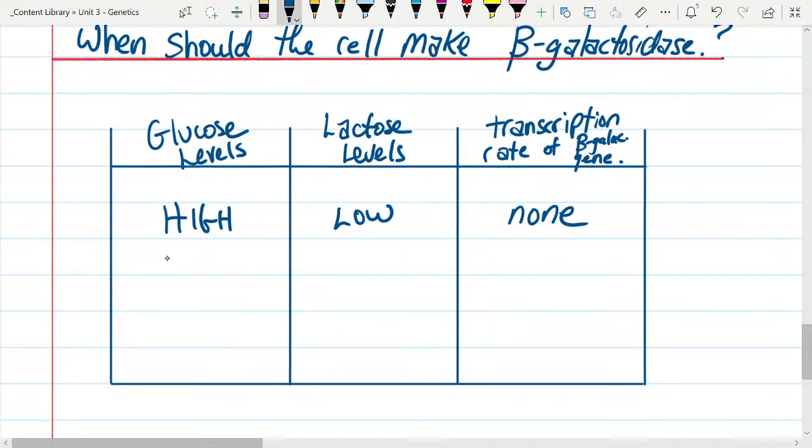What if we have high levels of glucose and there's lots of lactose around? What then? Not really, no. It'd still be very low. Might not be none, but it would still be very low. The fact that we have lots of lactose means that the cell might want to start breaking that down, but still, its main energy source is going to be glucose.